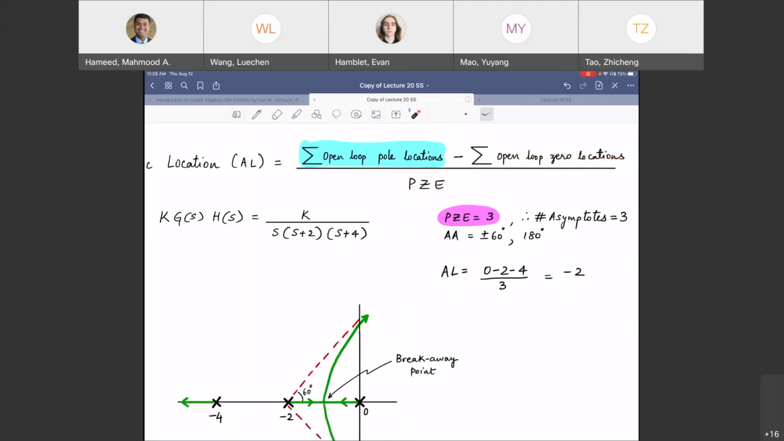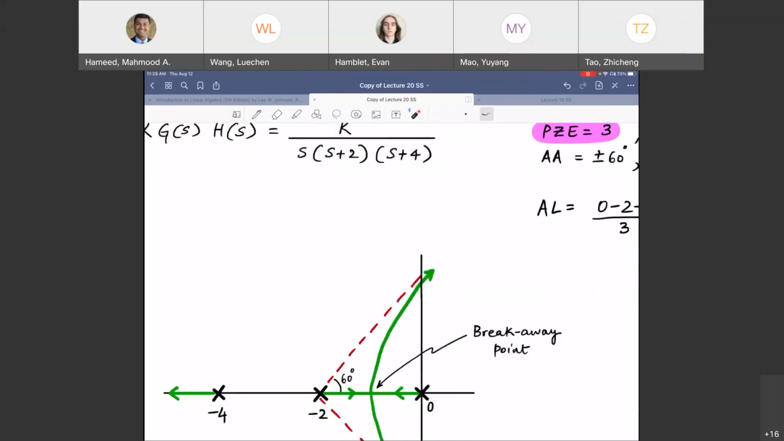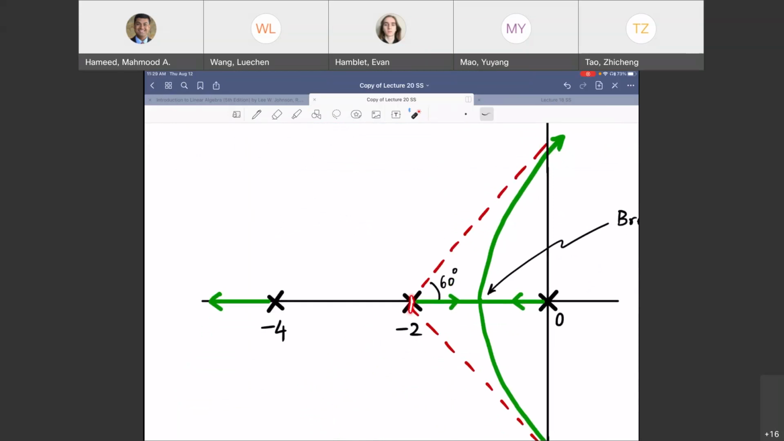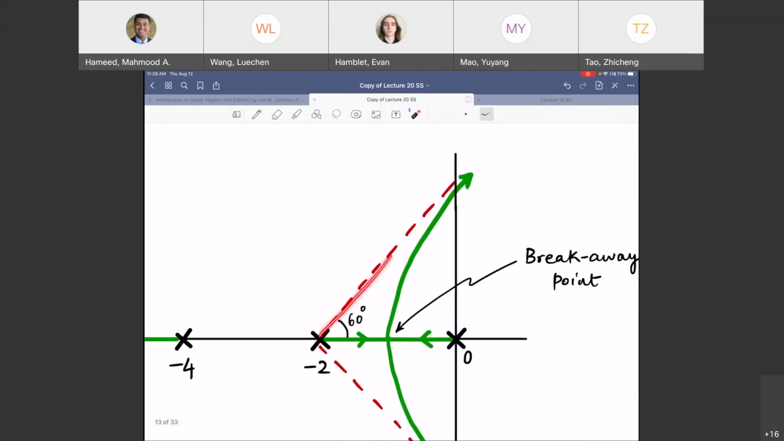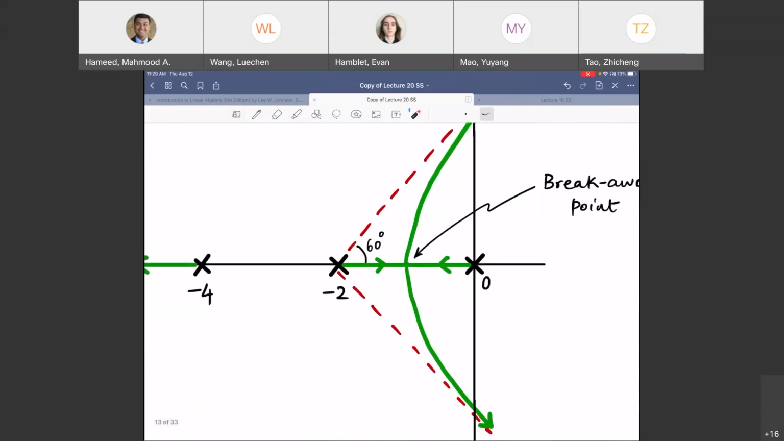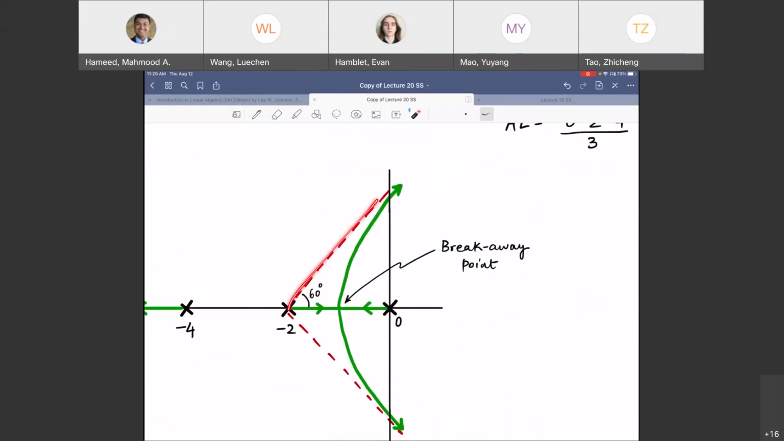Now, what we know is asymptotes equals PZE. So we know that there are going to be 3 lines, 3 asymptotes. Angles are going to be plus and minus 60 and 180 because that evaluates to 3 angles. What is the location? -2. How do you sketch that? Location is at -2. One guiding line going at 60, the other guiding line going at -60, the third guiding line going at 180. Right? This guy guides this.